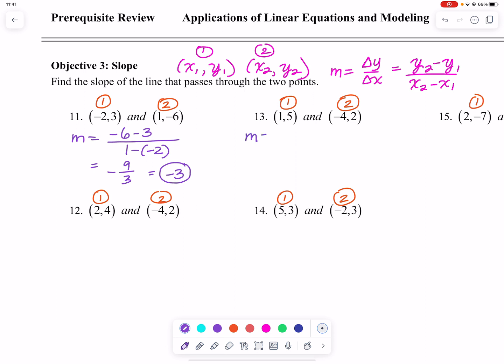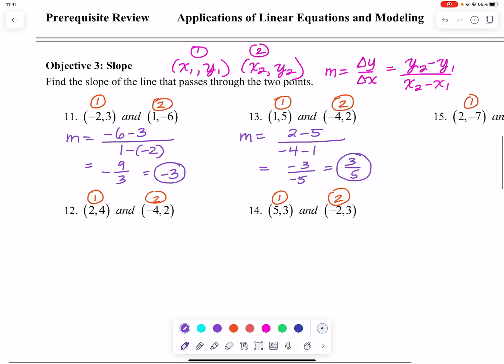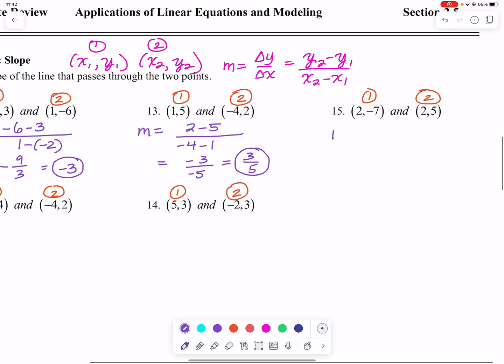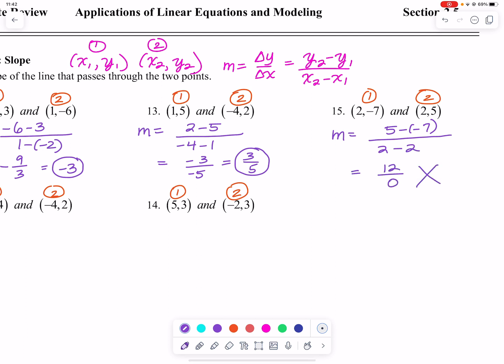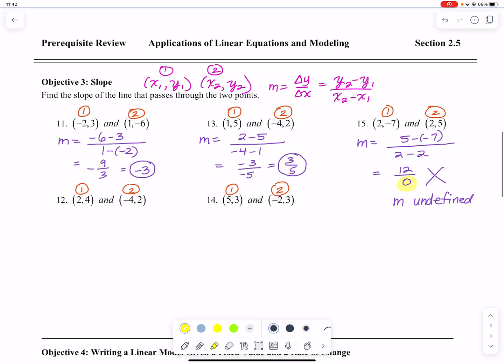Let's do the same here. The slope is 2 minus 5 over -4 minus 1, and we have a -3 over -5, and we come up with 3/5. In number 15, kind of going out of order, we have 5 minus a -7 over 2 minus 2, and that's 12 over 0, and that slope is undefined. We cannot have 0 in the denominator.